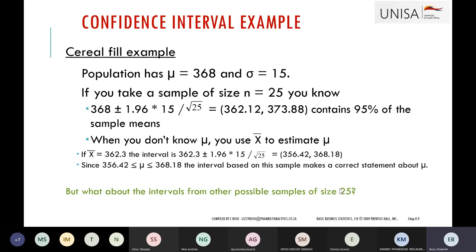So let's look at an example at a high level. Do not worry, do not panic when I'm showing you this. I'm just showing you what we're going to be doing. I'm not saying concentrate too much on this. So let's look at the cereal fill example. If we have a population with a mean of 368 and a standard deviation of 15, and you take a sample size of n equals 25, you will know that, okay.